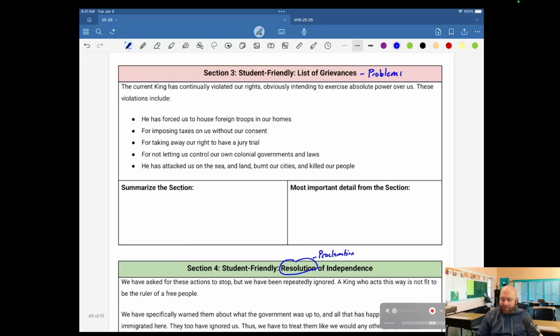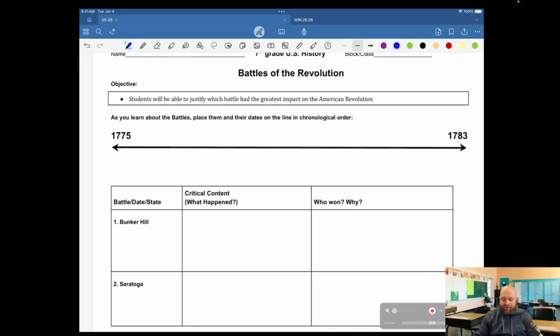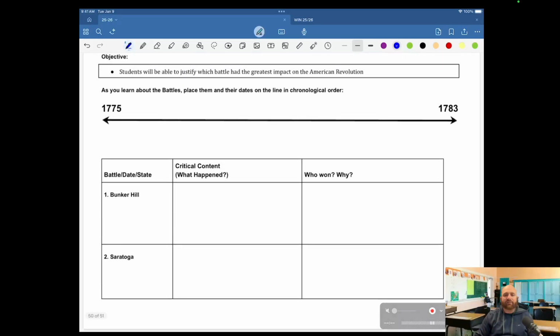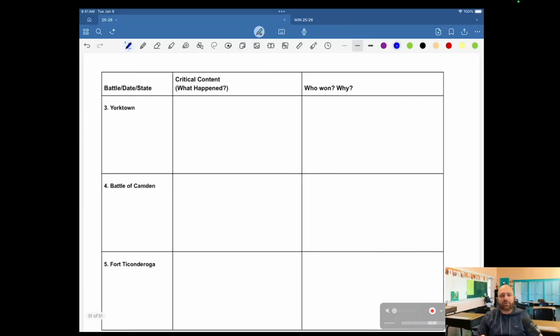After the Declaration of Independence, we started the battles of the Revolution. Now that we have declared independence from Great Britain, it is time to fight for our right to be free. So we did a gallery walk of the battles of the Revolution. I had 5 battles around the room. We had the Battle of Bunker Hill, Saratoga, the Battle of Yorktown, the Battle of Camden, no, not New Jersey, South Carolina, and Fort Ticonderoga.